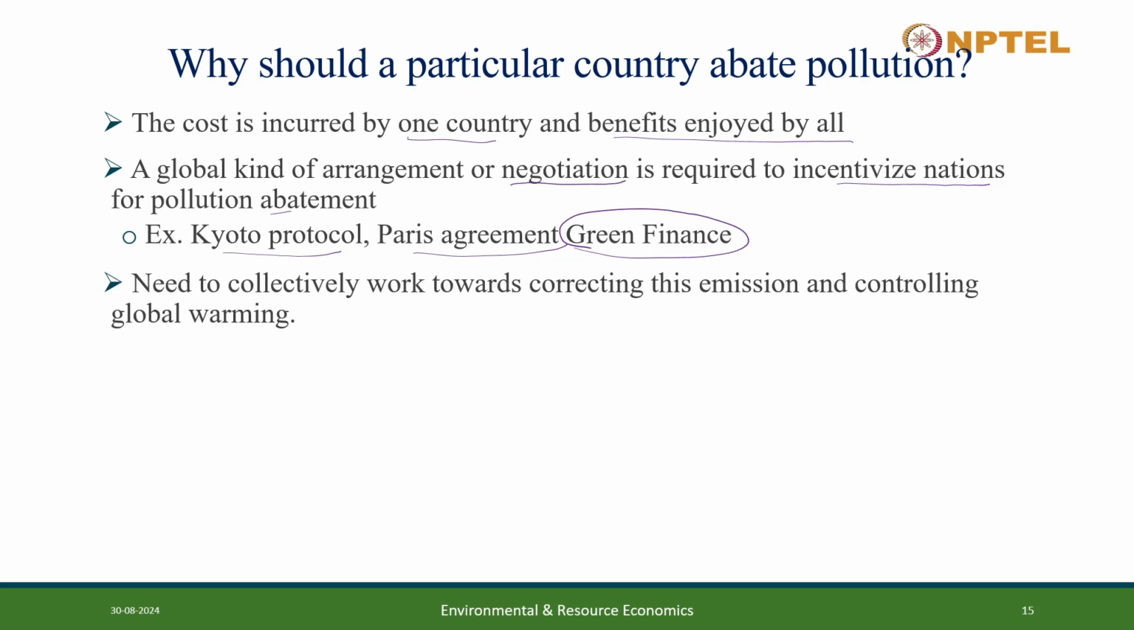So if there is global negotiation that all the countries decide to reduce a certain level of pollution, a certain level of CO2 emission intensity, then only the objective of reducing the global warming rate or reducing CO2 in the air can be achieved. So collective work towards correcting emission and controlling global warming is needed when the problem is global.